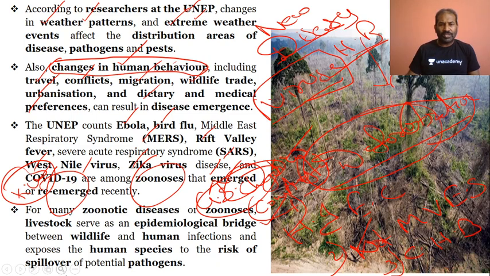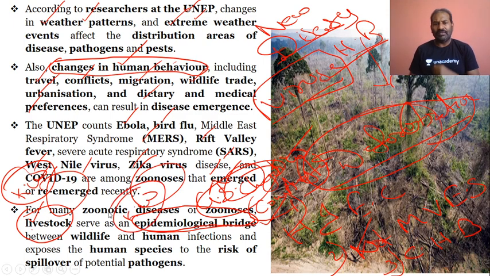And then when we are talking about the zoonotic diseases, definitely as we have looked into the previous picture, it is through the livestock, and these livestock, again this is very important, are an epidemiological bridge. Livestock are acting as an epidemiological bridge between the wildlife and human infections, and thereby the risk of spillover of pathogens to the human beings is being taken up at a very fast pace.